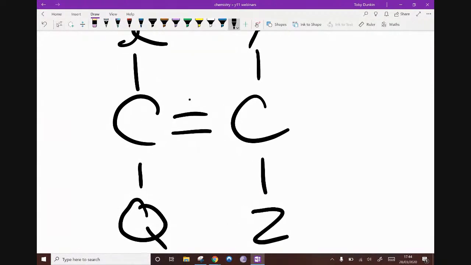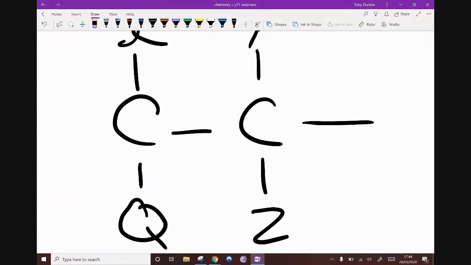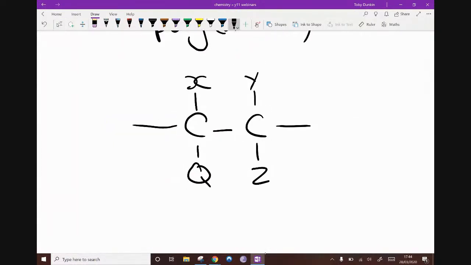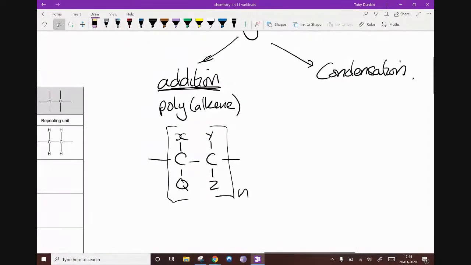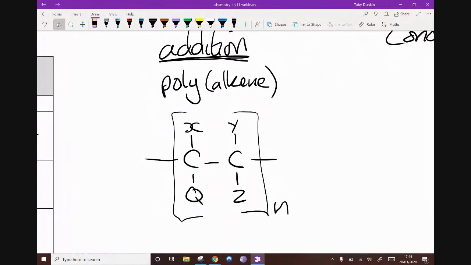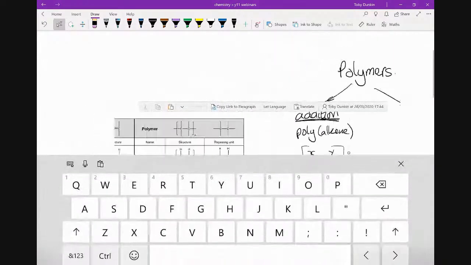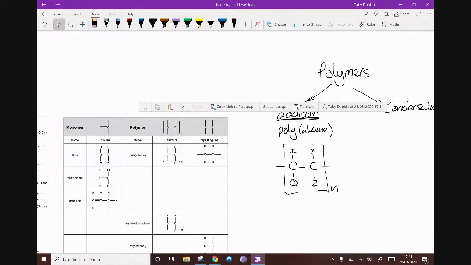Let's zoom in. The double bond breaks and it folds out to the other side, to be on the other side of either carbon. And then all you have to do is put it in a bracket and put the letter n. Addition polymers are actually the easiest ones. They sometimes ask you to draw multiple repeating units. That's not too bad. I'll cover that in a second. So let's have a look at a question.